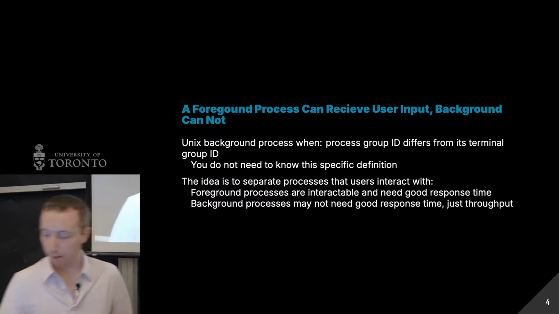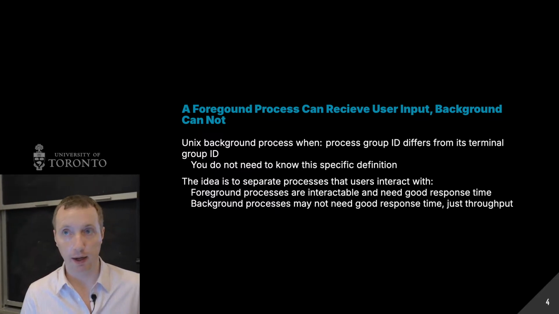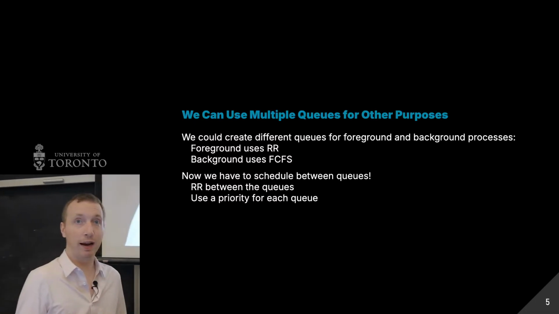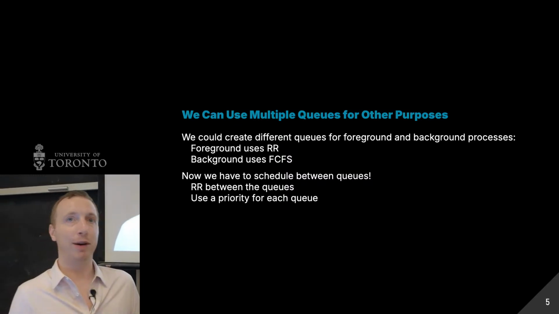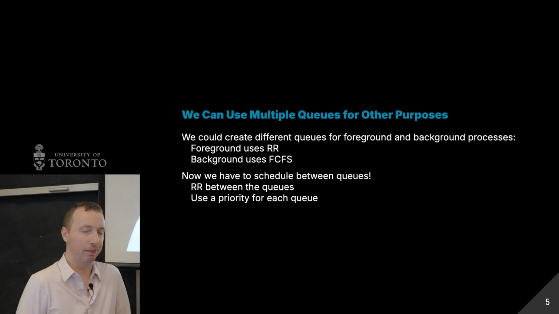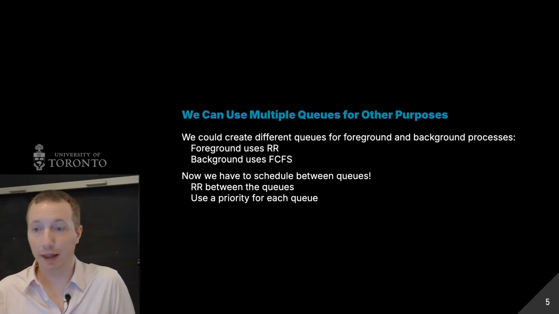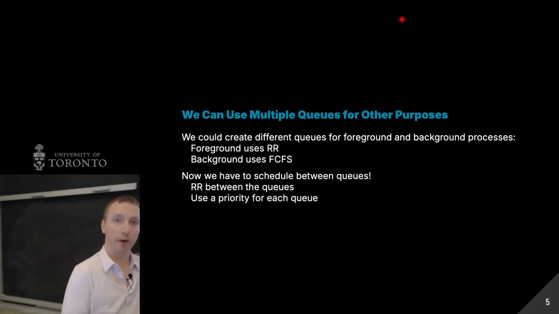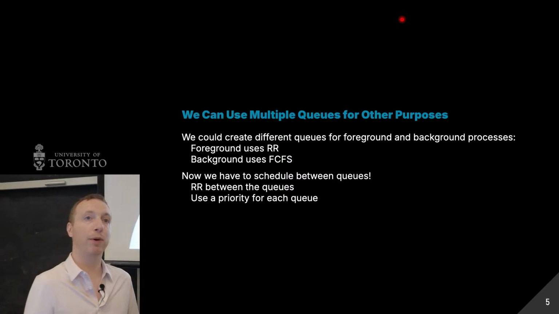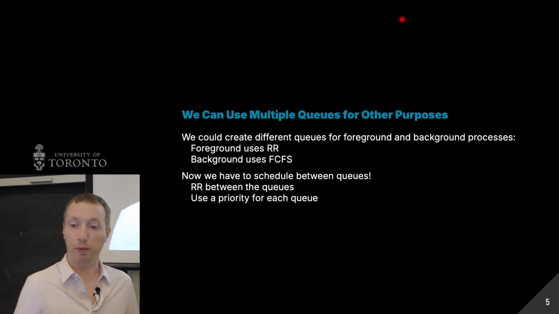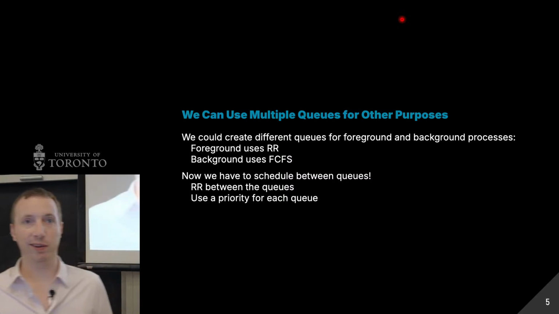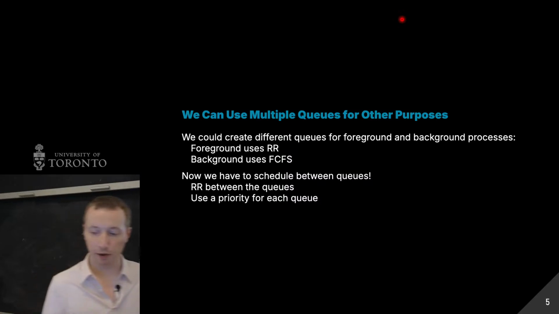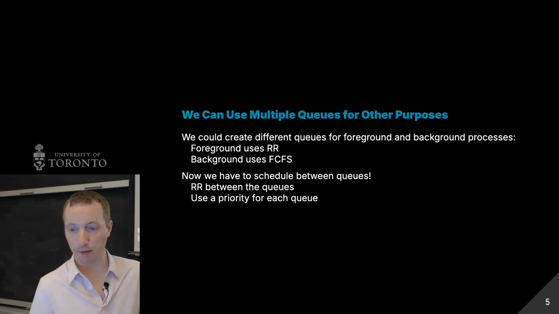Good idea to separate them because they have different goals. Maybe we can schedule them differently. So what we could do is we can have multiple queues, right? If we want to implement something, I don't know, more, hopefully that might work a bit better. So we could create different queues for foreground and background processes. So foreground processes could use round robin. Background processes, since we don't really care, we want to keep our scheduling algorithm really, really simple. Try and minimize waiting time. Maybe we just use first come, first serve.